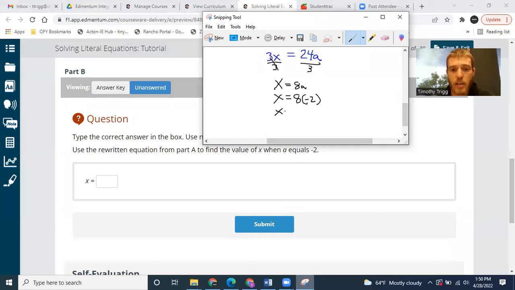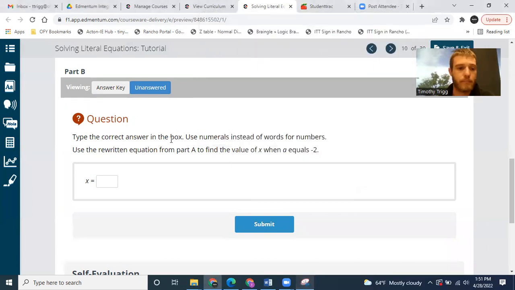This gives us that x is -16. Negative times positive is a negative, so -16.